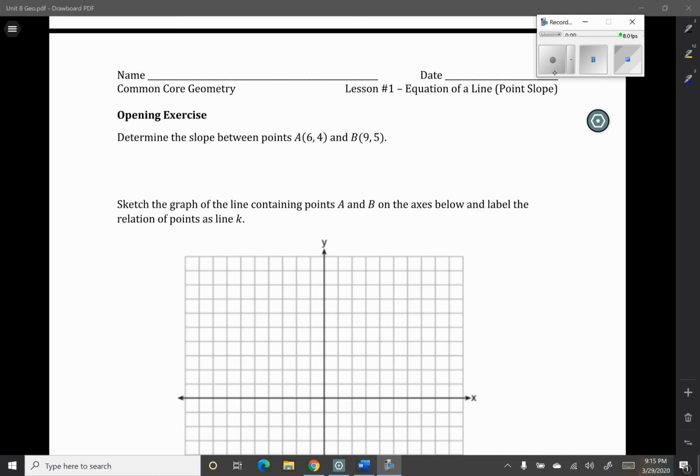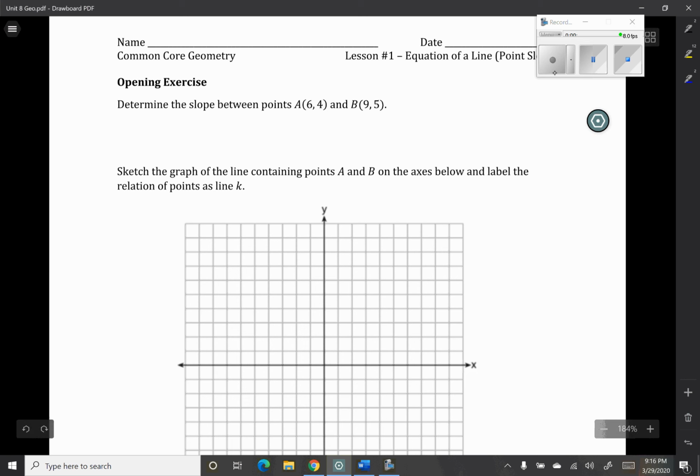So the first thing the opening exercise asks us to do is to find the slope between these 2 points. To find slope, there was an equation that we learned, which was subtract the y values and subtract the x values. So if we want to find the slope between these 2 points, I would subtract the second y value, which is 5, minus the first y value, which is 4, over the second x value, which is 9, minus the first x value, which is 6, which is going to come out to be 1/3. That's my slope. Slope, remember, is rise over run. So if I was to graph these points, I'd go up 1 to the right 3 to get to the next point.